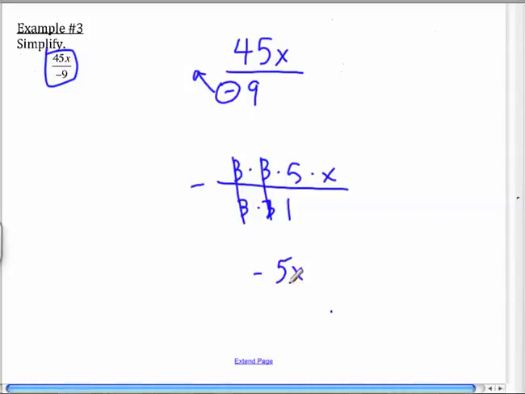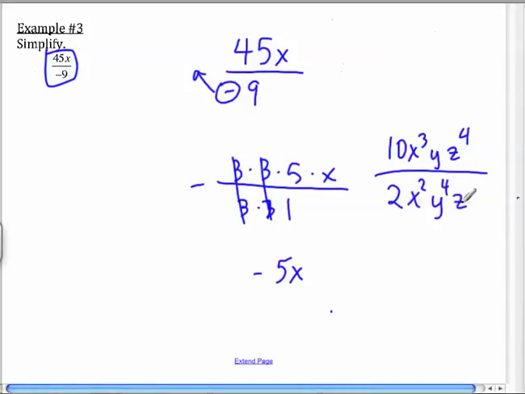Lots of times, though, the little thing that I like to do, let me just write a little something on the side here. Let's say I've got 10x cubed yz to the 4th all over 2x squared y to the 4th z. Okay? Now, a simple way to go about simplifying this: what's 10 and 2? Just deal with the numbers. Reduce the numbers. I've got 5. Is it on top or on the bottom? The 5's on the top, because the 2 cancels with the 10.